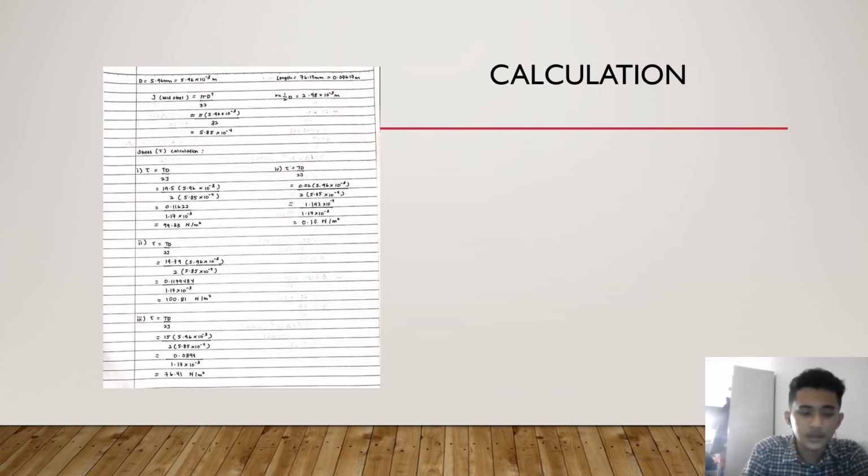There are only 4 readings for the mild steel experiment. So here I show you all the calculations. The first one, by substituting the value for shear stress, we will get the first reading 99.33 Newton per meter square, and the second one we will get 100.81, and the third one we will get 76.41, and the last one we will get 0.10.